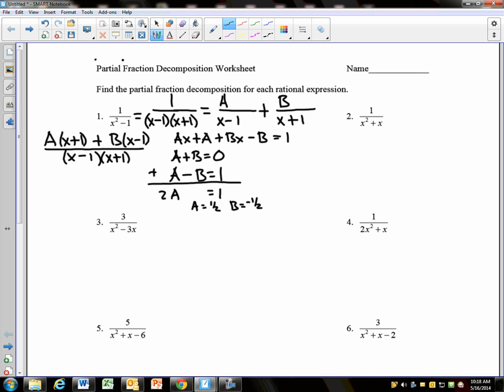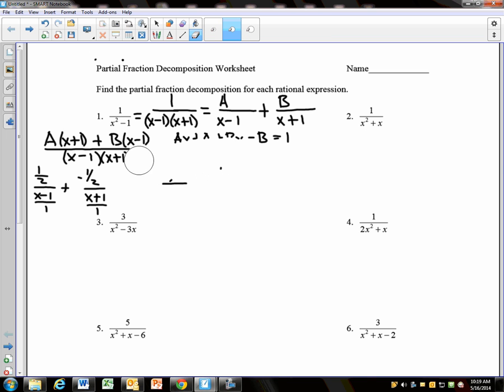Get your original fraction, A over X minus 1. So this would be 1/2 over X minus 1, plus negative 1/2 over X plus 1. Can't have a complex fraction, so let's just write it in the final step.